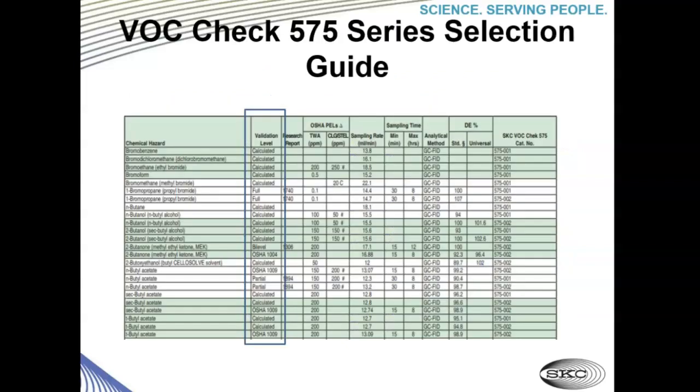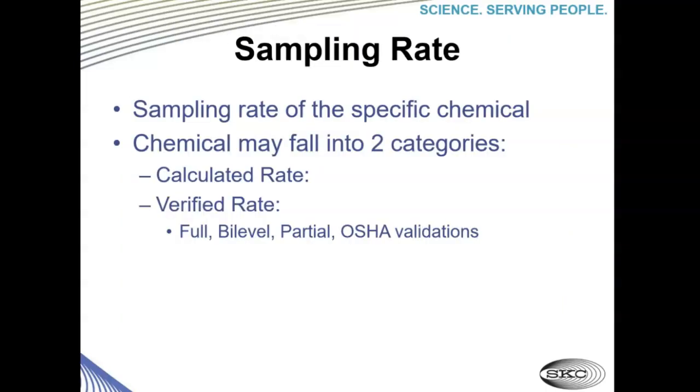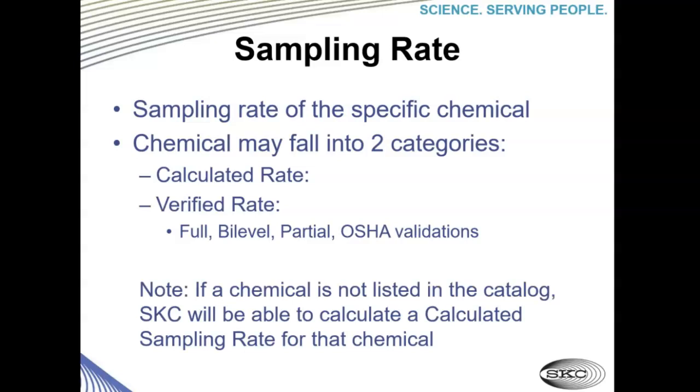The second part of the guide that I would like to talk about is the sampling rate. The sampling rate is the specific rate of the sampler, and the chemical may fall into two categories: a calculated rate or a verified rate, which I covered on the previous slide. A note: if a chemical is not listed in the catalog, SKC will be able to calculate a calculated sampling rate for that chemical.